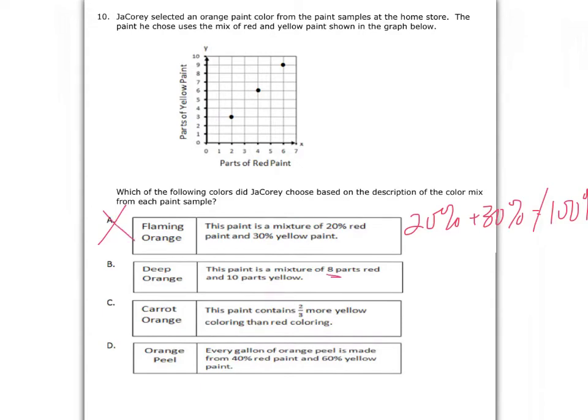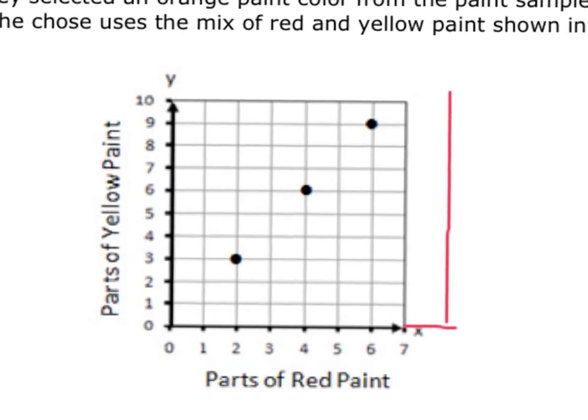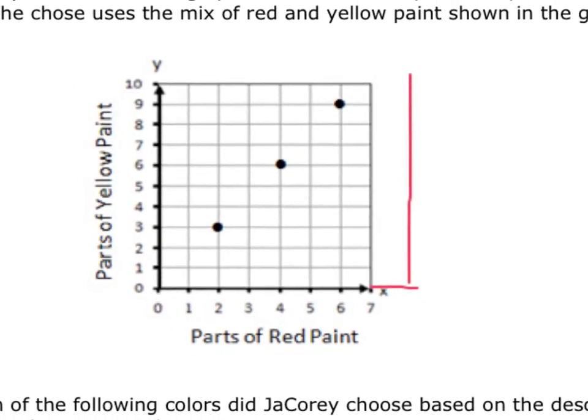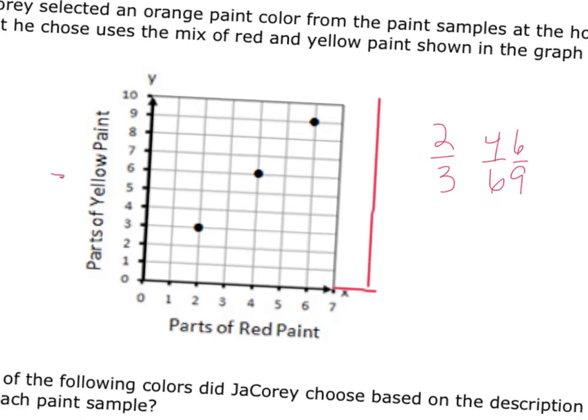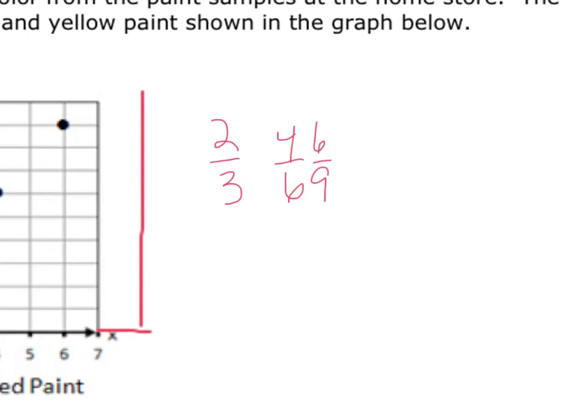This paint is a mixture of 8 parts red and 10 parts yellow. So we're going to have to extend the graph to 8 parts, and it would need to go up to 10 parts. Well, I can just tell you that when we look at this, our fractions are going to be 2 over 3. So we have 2 over 3. My next point is 4 over 6. My next one is 6 over 9. So if I look at those fractions, what do they all have in common? Well, they all reduce to 2/3.